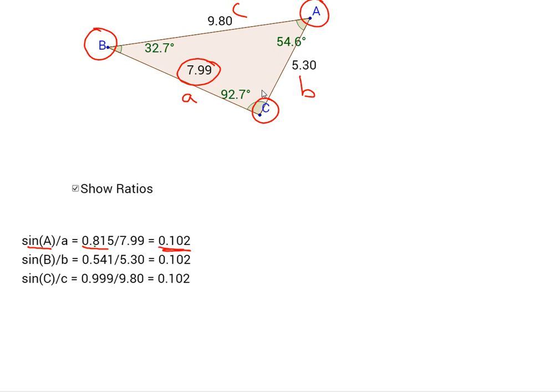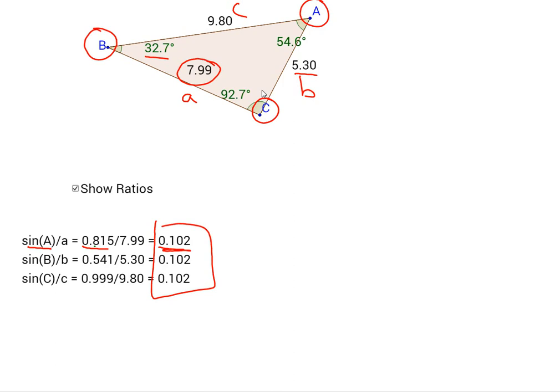And notice here that the same thing is true if we do this for B and C. So take the sine of 32.7, divide it by the length of B, which is 5.3, you should get 0.102, and do the same thing for C. Sine of C, here's C here at 92.7, divide that by 9.8, and we get 0.102. It's not an accident that all three of these ratios are identical. And in fact, that's really what the sine law is all about.